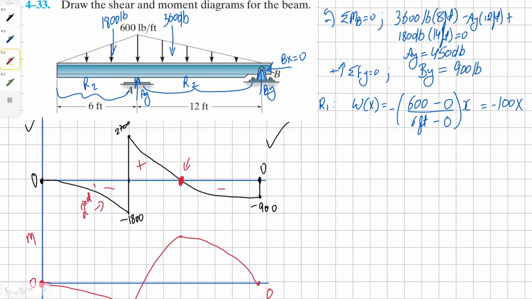Now for the shear, you just have to take the integral, so we're going to have negative 100 times x squared divided by 2 plus the constant. And to find the constant, we know we're going to begin at 0 for shear, and our x is going to be 0 at that time, so our constant is 0. Therefore our shear equation is negative 50x squared.